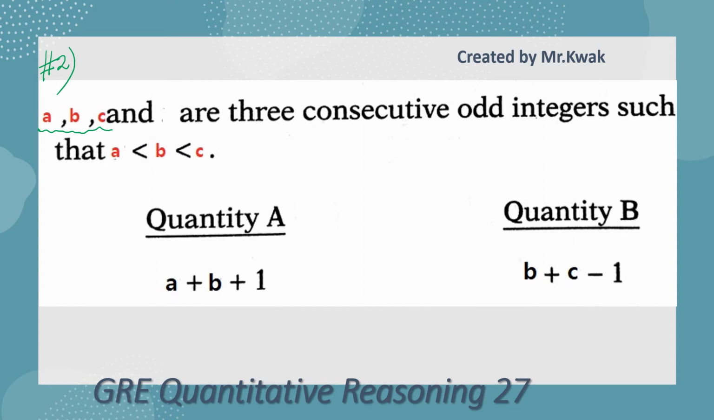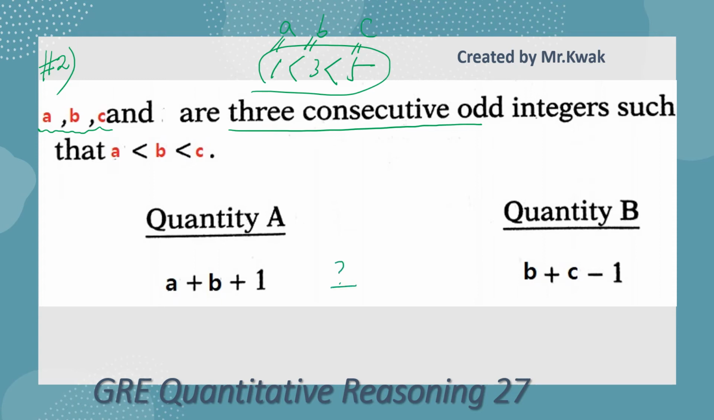So let's do the same way. A, B, C are 3 consecutive odd integers such that A, B, C. So consecutive odd integers, let's write down just like 1, 3, 5, this way. In that case, A should be 1, B could be 3, C could be 5. So let's insert it, and then we can compare.